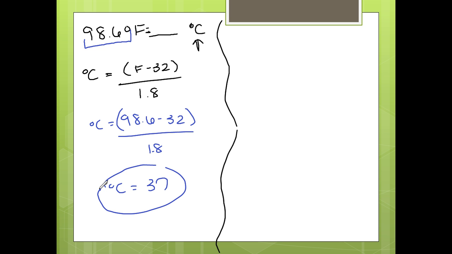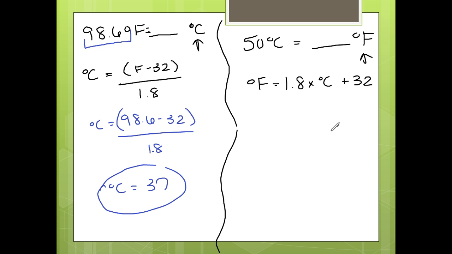Now, if I were to go ahead and do one that says 50 degrees Celsius and I want to know how many degrees Fahrenheit, now I'm solving for Fahrenheit. So I'm going to use my degrees Fahrenheit is equal to 1.8 times degrees Celsius plus 32. Whatever the degrees Celsius is, that's where I'm going to plug in for my C. So I have degrees Fahrenheit is equal to 1.8 times 50 plus 32. So I'm going to go ahead and put all of that into my calculator. I have 1.8 times 50 plus 32. And that gives me degrees Fahrenheit is equal to 122.